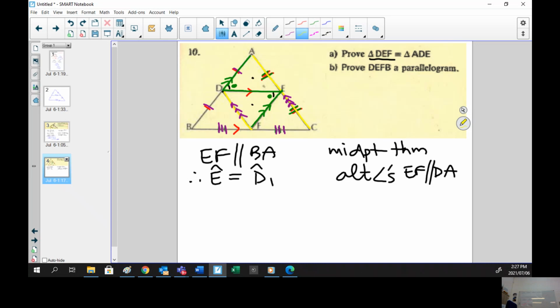And guys, the exact same thing here. I'll do it in yellow. Do you see this here? There. That makes this angle here equal to that angle there. Let's just call that 2 and 2. They are also equal because of alternate angles because of those parallel lines. So the first thing you have to write is the fact that DF is parallel to AC. DF is parallel to AC because of midpoint theorem.